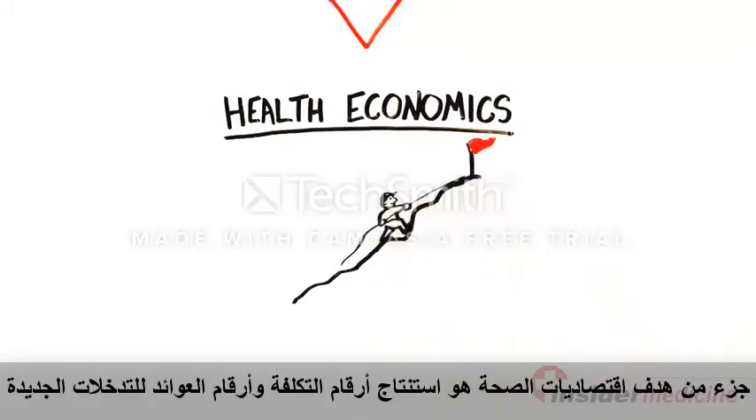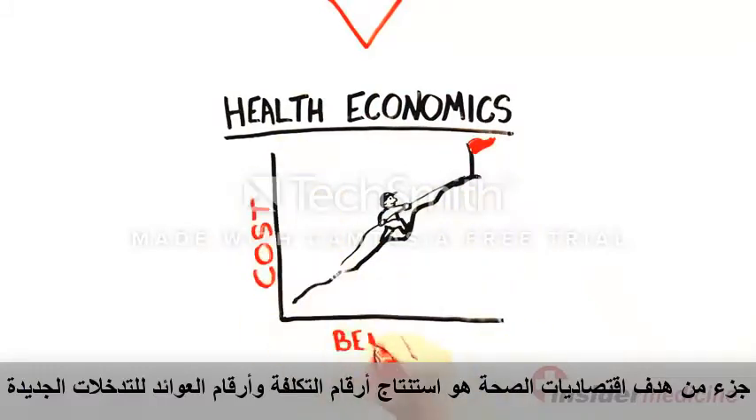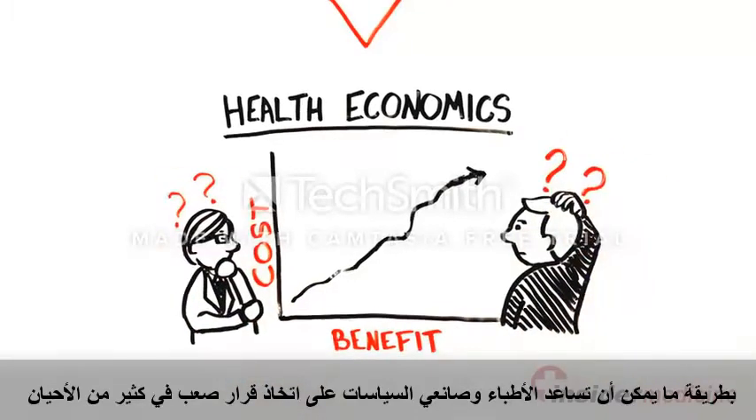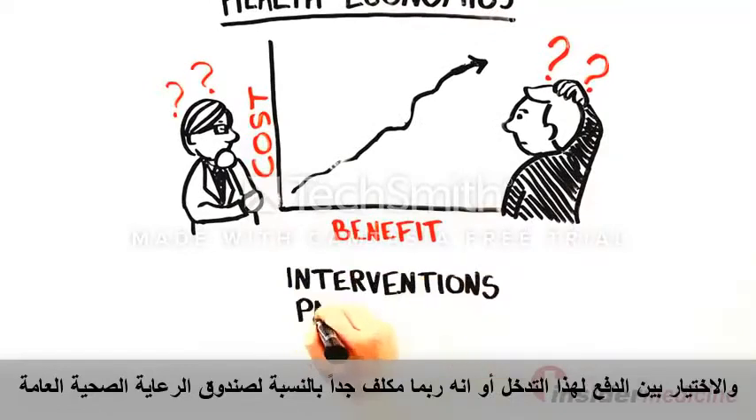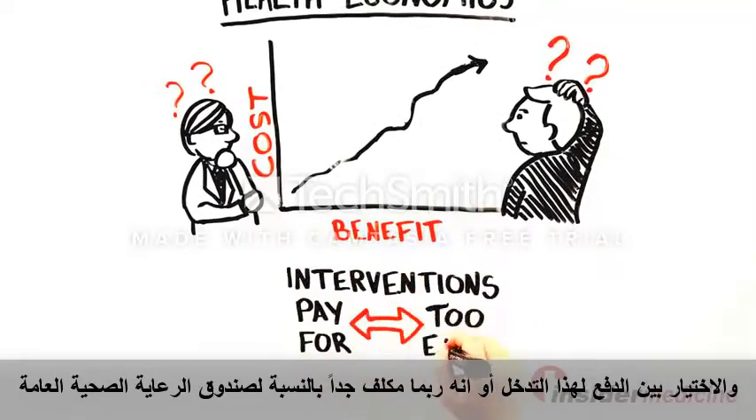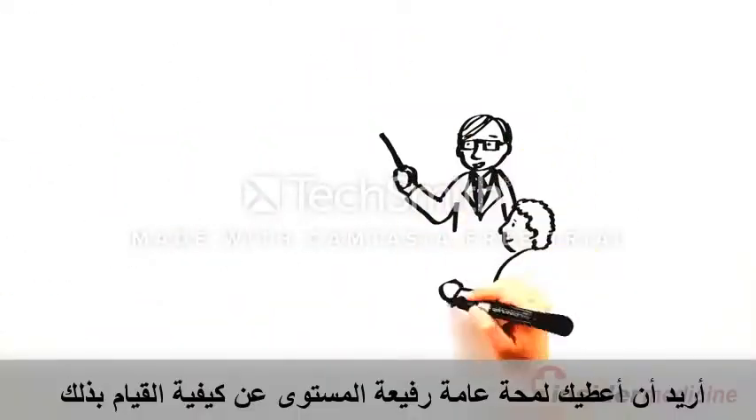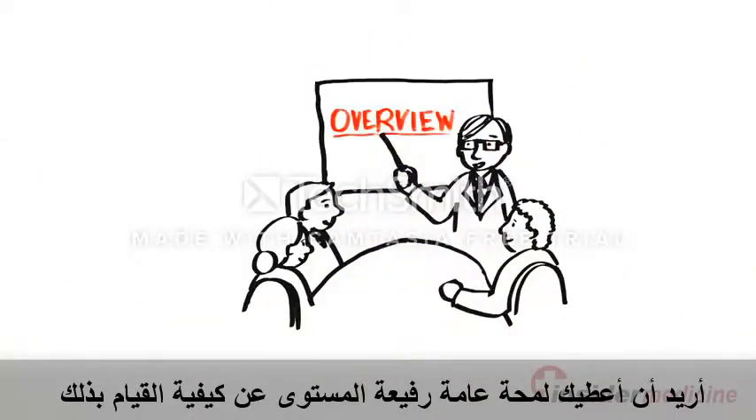Part of the goal of health economics is to work out the cost-benefit numbers for new interventions in a way that can help doctors and policymakers make the often difficult decision on which interventions to pay for and which may be too expensive for the public healthcare system to fund. I want to give you a high-level overview on how we do this.